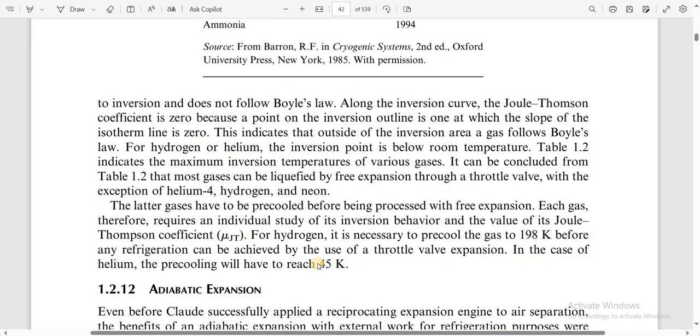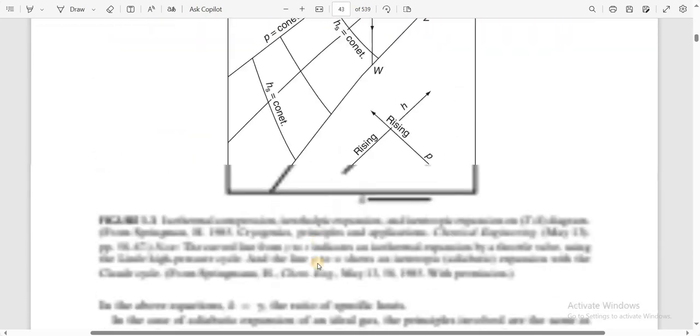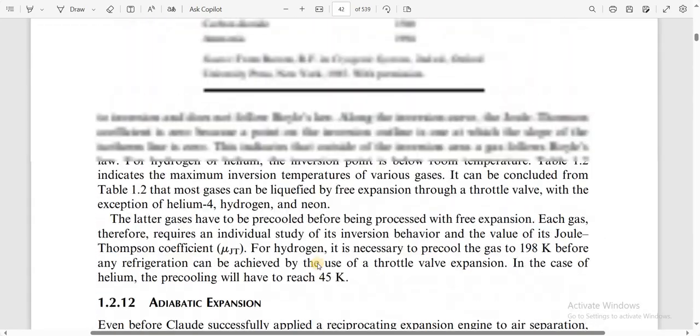Okay, I think let's end it here, and we will do the adiabatic process tomorrow, right?